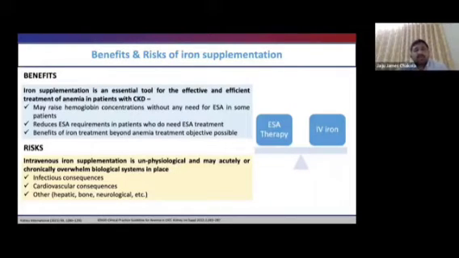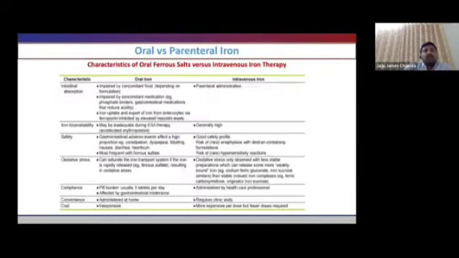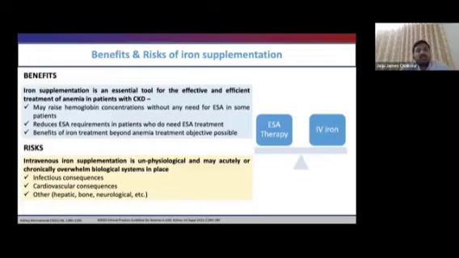What are the benefits and risks of iron supplementation? Benefits: iron supplementation is an essential tool for the effective and efficient treatment of anemia in patients with CKD. It will raise hemoglobin concentration without any need for ESA in early stages, and reduce ESA requirements in patients who do need ESA treatment. Benefits of iron treatment beyond the anemia treatment objective are possible.